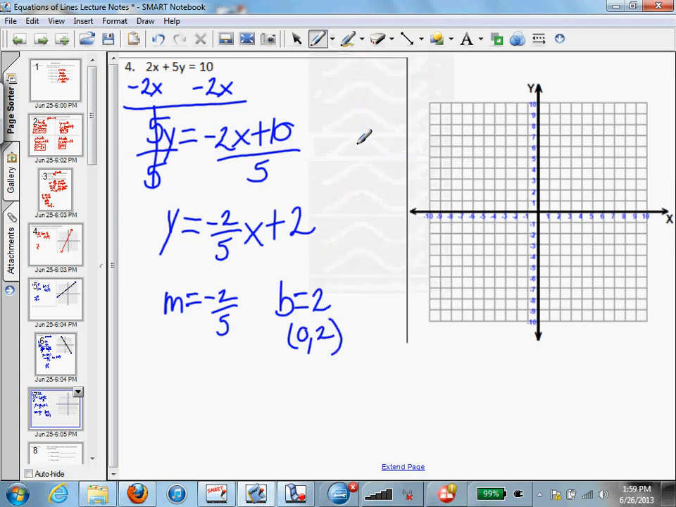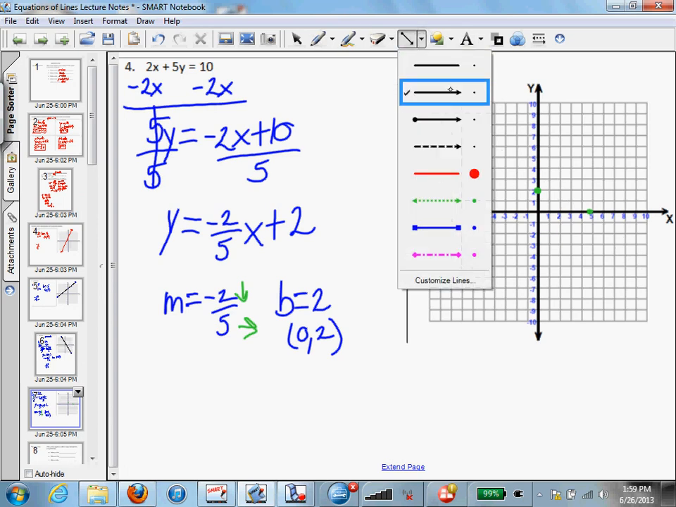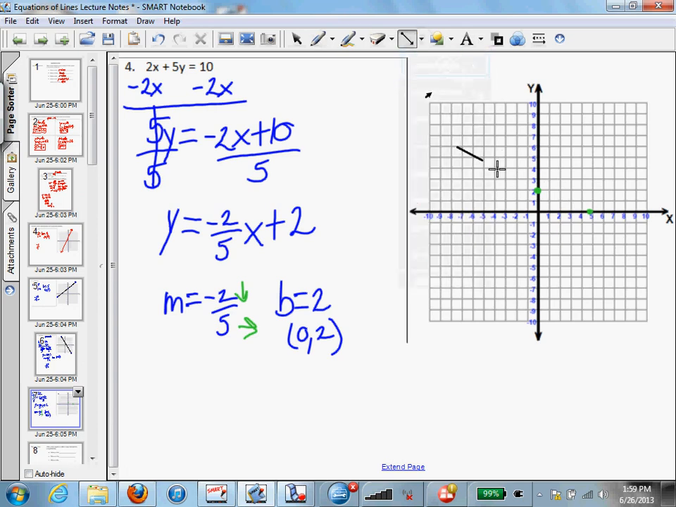So what you want to start off by doing is graphing 0, 2, which is right there. Then using our slope of going down 2 to the right 5, go down 2, then go to the right 5. And there's your point. Okay, that did not turn out so well, so let me try that again. Okay, that's better. And then add your end marks to show the line goes on forever.